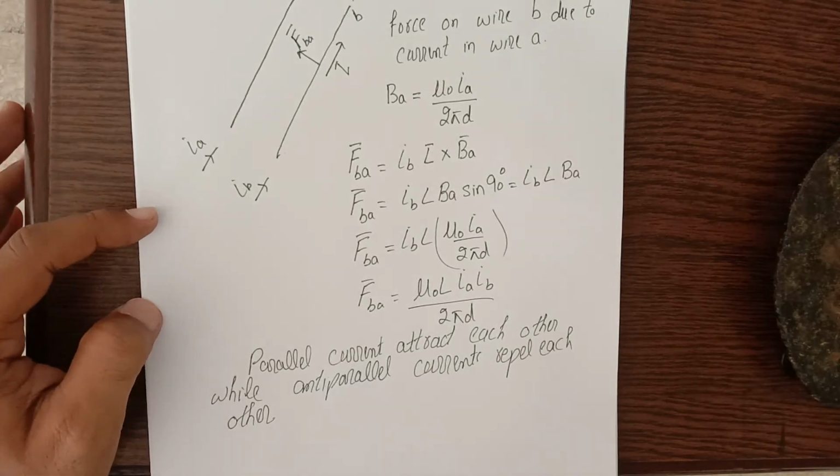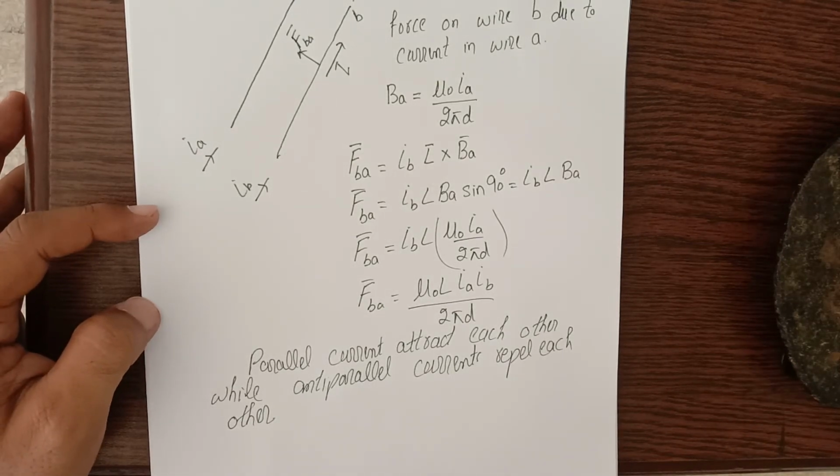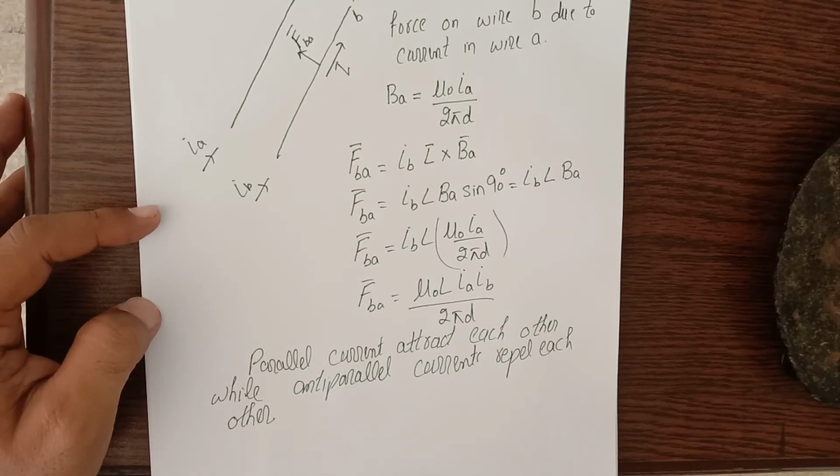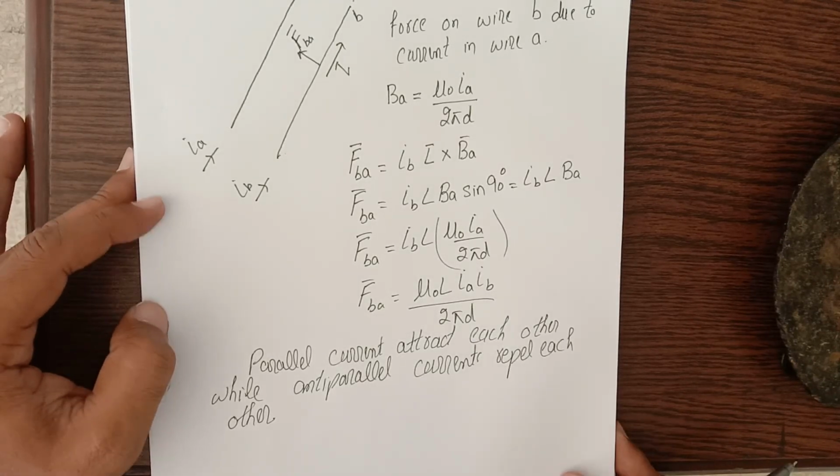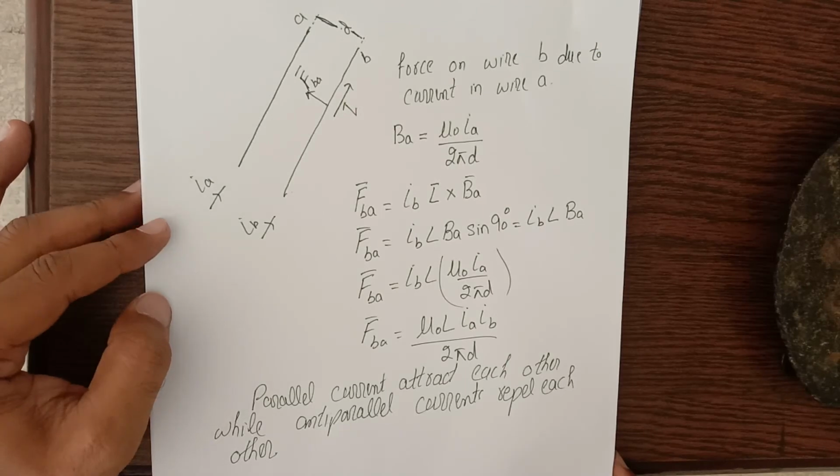So this was our today's discussion, which revolved around the Biot-Savart law, and we used the Biot-Savart law to find the magnetic field due to an infinite wire, and then we calculated the force between two parallel currents.